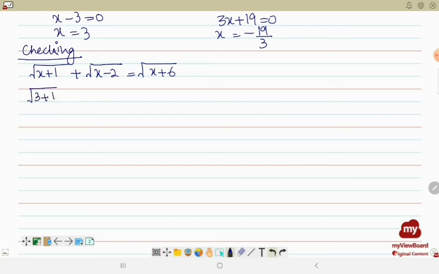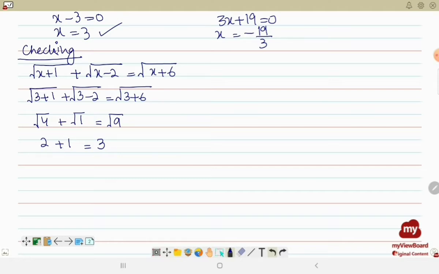3 plus 1, 3 minus 2, and here we are having 3 plus 6. We'll get 4, we'll get 1, and we'll get 9. Open up the square roots, it becomes 2 plus 1, which equals 3. So this means x equal to 3. Set for the value of x equal to 3, it satisfies the given equation. Now we'll check for x equal to minus 19 by 3. I'll insert the values directly because the equation is already written over there.